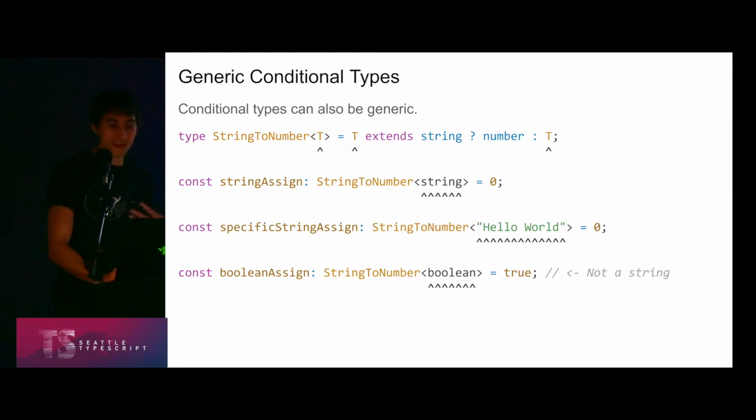If our t comes in and it is a string, the result will be a number. You can see that in the first example, we pass in a string and we get assigned 0. In the second example, we pass in a specific string, the string hello world. Again, we get assigned 0. But a Boolean is not a string, so it resolves to t. Since the t we passed in is a Boolean, we can assign true to it.